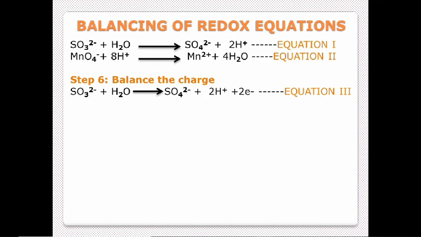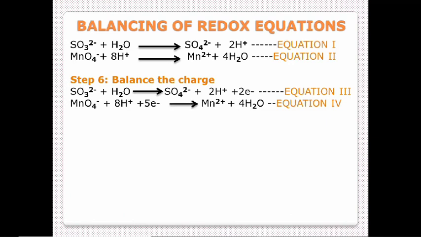While we have plus 7 at the left hand side of the same equation, showing that we have 5 electrons deficient there. That is 7 minus 2. That's 5 electrons that is deficient, and it has to be added to the left hand side of the equation. We add it to the left hand side because that is the reduction process. Therefore, this is what we have. We now have our equation 3 and equation 4.